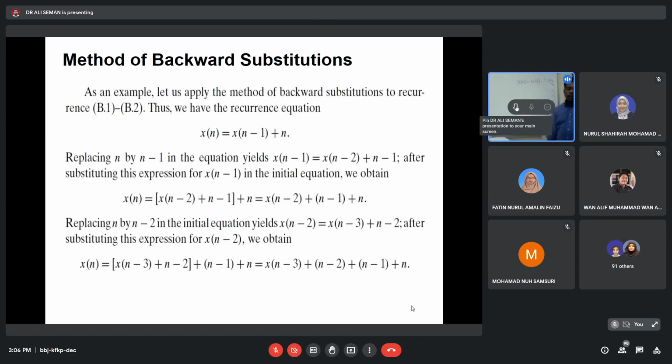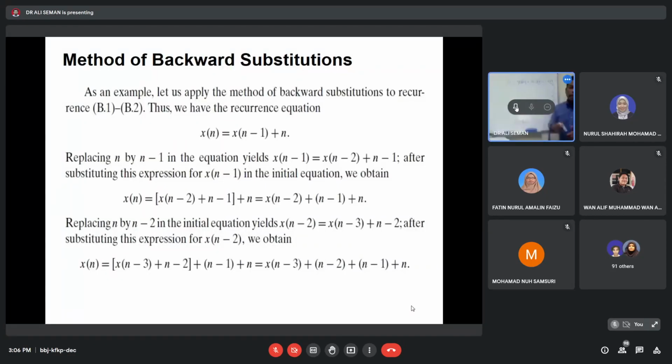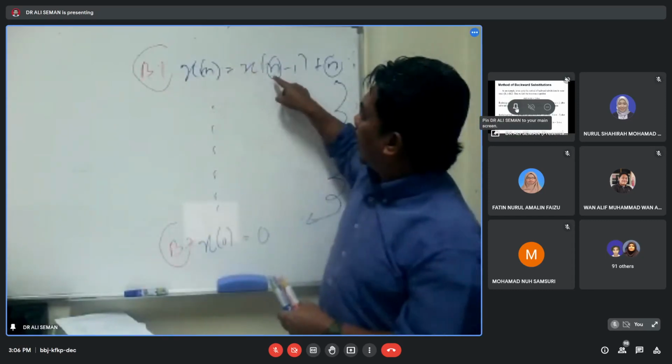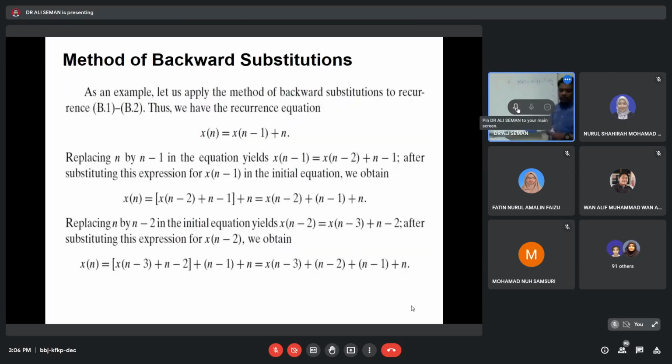Okay, look at this. As an example, let us apply the method of backward substitution to recurrences B.1 and B.2 just now. That's here, B.1 and B.2. These are B.1 and these are B.2. Thus, we have the recurrence x of n equals x of n minus 1 plus n. Replacing n by n minus 1 in the equation yields x of n minus 1. Because we have the n, replace the n by x of n minus 1 plus n here. And finally, we can obtain it like this.